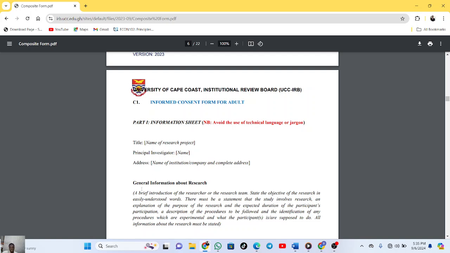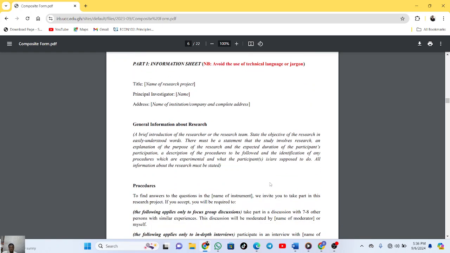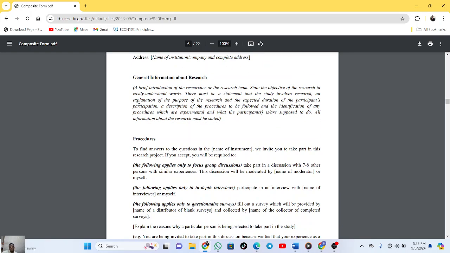The first important part of the informed consent for adults is the general information about the research. You provide information about you, the researcher, a brief introduction. Then you state the purpose of the study or the objective. Then you move to procedures. All of this, you give them headings. So you write general information about research, then come down to bring up information.